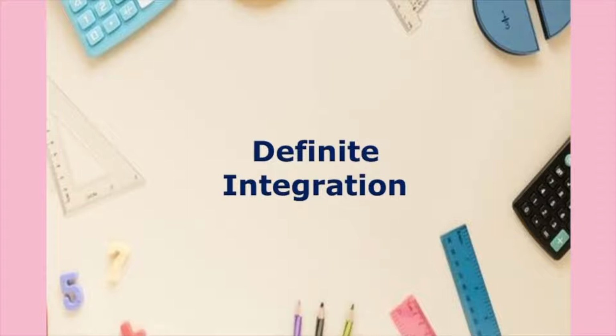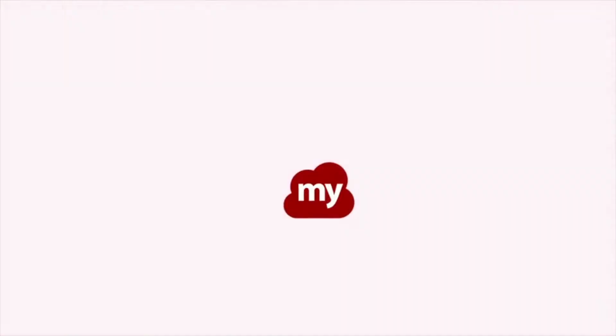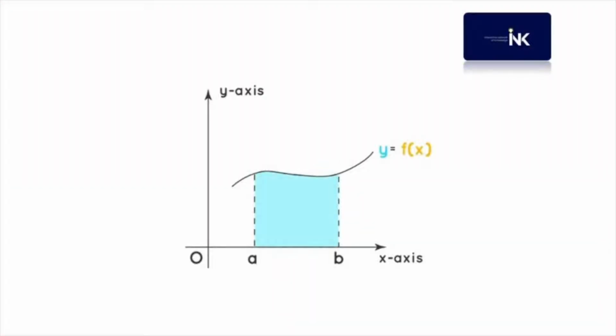So what is definite integration? Definite integration is nothing but finding the area bounded by a curve between the axes. So here you can see a curve y is equal to f of x and two points a and b on the axis. So the area bounded by the curve between the points a and b is called the definite integral. So how much area is bounded? So how to find this?